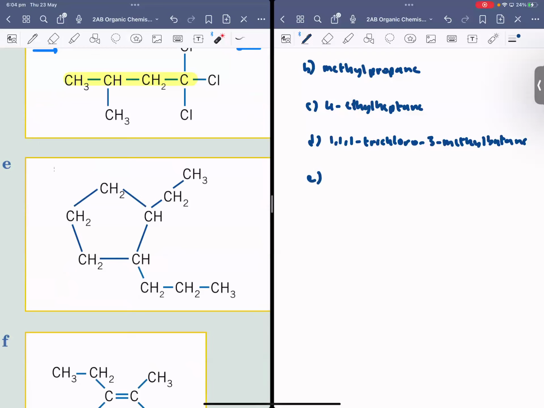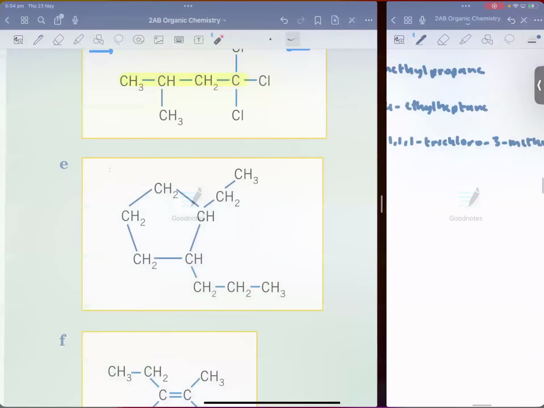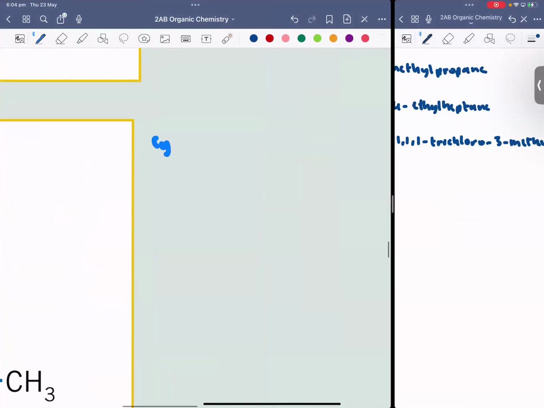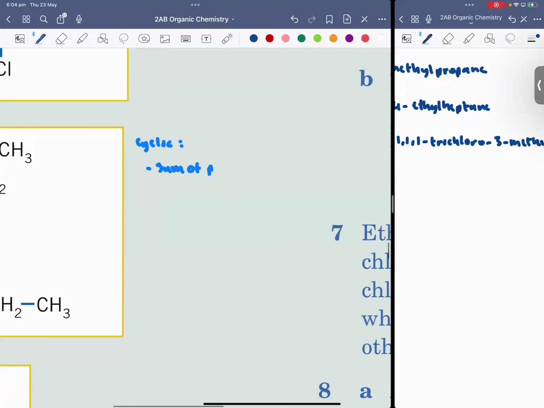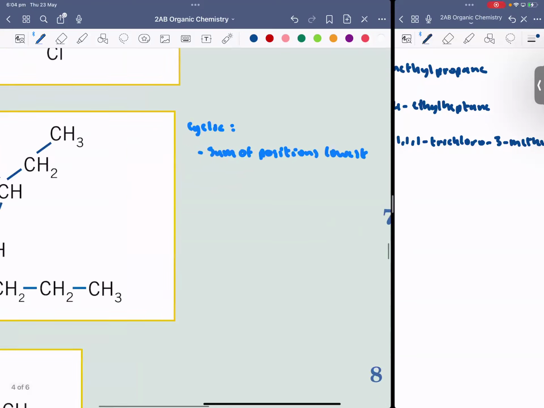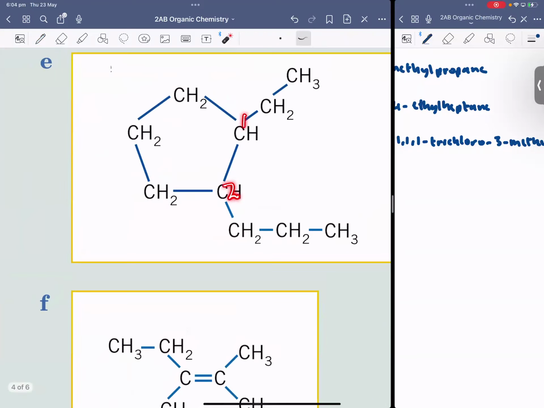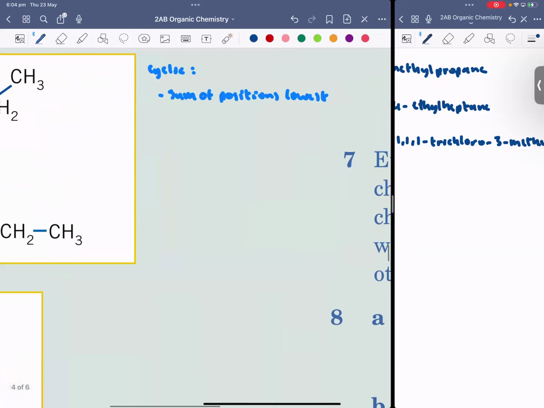The rule is, in a cyclic substance, first of all, guys, if you want to write down the rules, you want the sum of the functional groups, the sum of the positions, to be the lowest. So you would agree that calling this 1 and this 2, and calling this 1 and this 2, is the exact same sum of 3. So what if the sum is equal? What's the next thing you look at? The largest alkyl group. The largest alkyl group has priority.